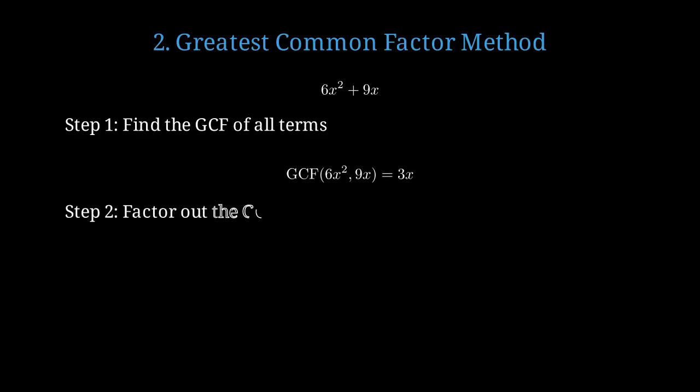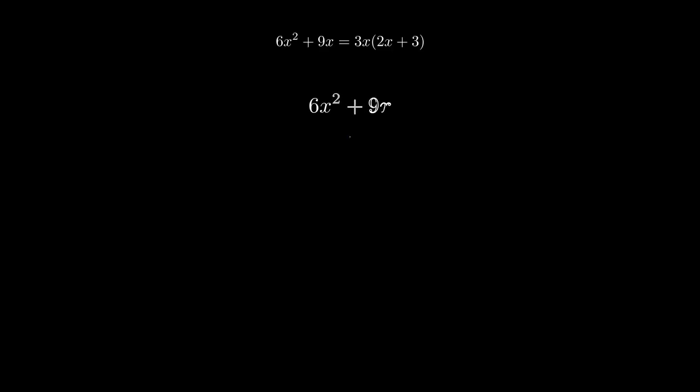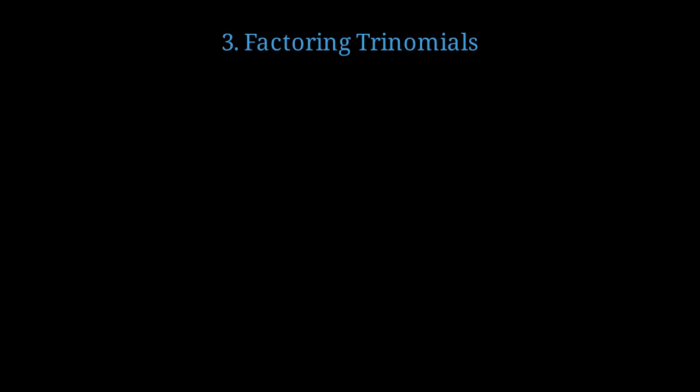Next, we factor out the GCF from each term. This gives us 3x times the quantity 2x plus 3. We've transformed the expression into a product of two factors. Now let's learn how to factor quadratic trinomials.